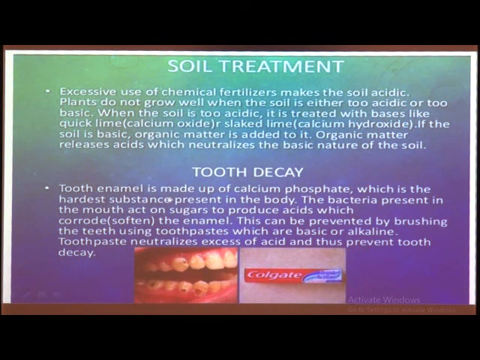So tooth enamel is also, we know, tooth decay can occur because of the excess of acid in our mouth or excess of acid on that tooth. So we can cause tooth decay. So Colgate or any type of toothpaste can neutralize this effect. That is why we have to brush every day, twice a day, okay. So this is tooth decay.